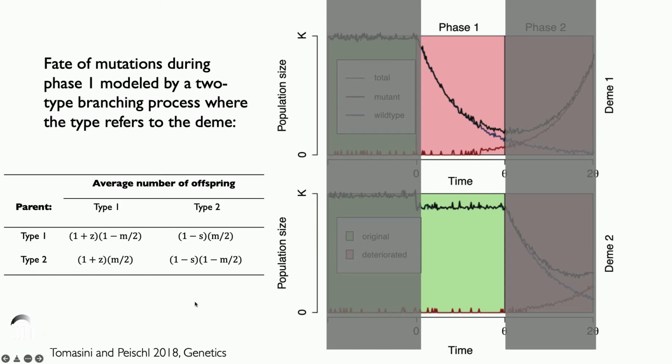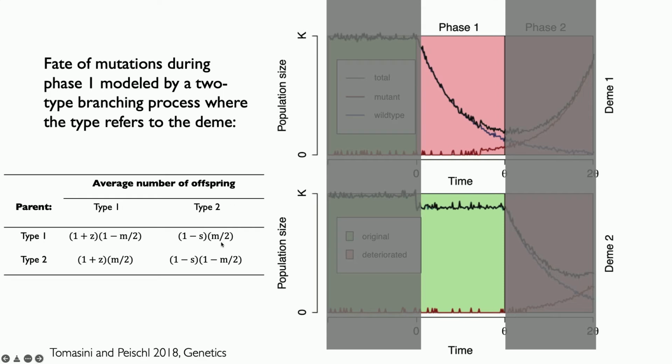We can model this by a two-type branching process, assuming that the types refer to the deme in which the mutation is currently residing. This branching process approximation allows us to essentially ignore the resident population dynamics, because we assume that the number of offspring of individuals are independent of each other. We can then write down this matrix of the average number of offspring of these two types. It's relatively straightforward. Type 1 has fitness 1 plus Z, so you produce 1 plus Z offspring. Then a fraction 1 minus m half, where m is the migration rate, stay in this deme, and the other m half migrate to the other deme.